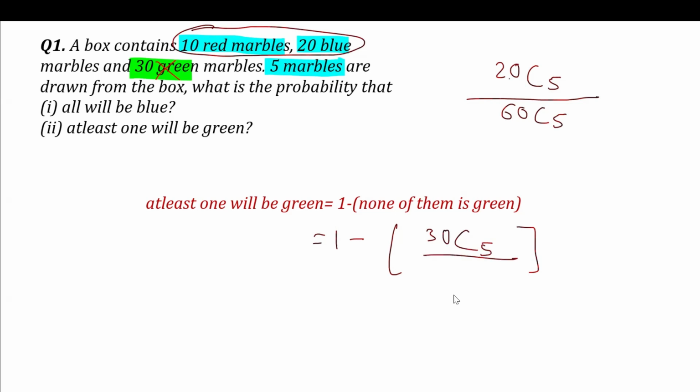And the total possible ways remain the same. Out of the 60 marbles, we are going to get 5 marbles. So the required probability will be this for the second part. Let's say if I use PB for the second part, so PB is this.